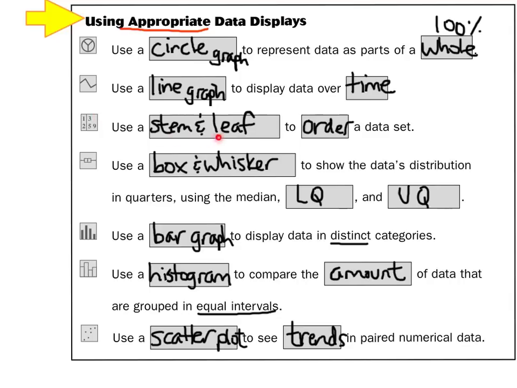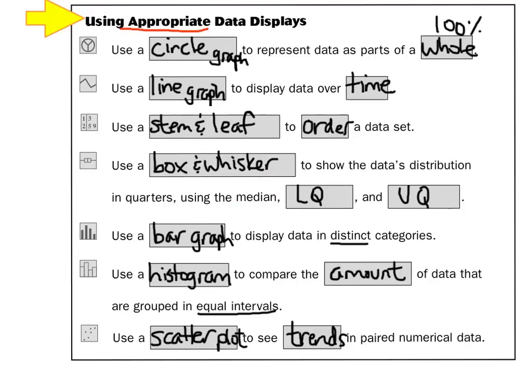Stem and leaf plots are really good to help us order data. So we can put data in order very, very quickly with a stem and leaf plot, even if we have a lot of data to organize. A box and whisker plot is great to show the distribution. That means the range. How spread out is the data? And box and whisker plot is a great way to see the median of data.